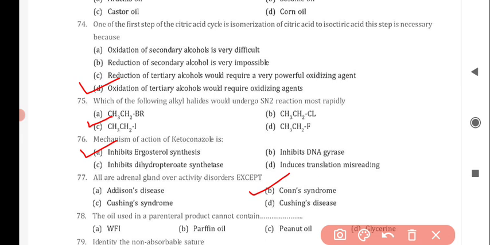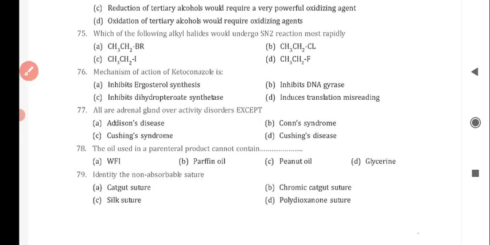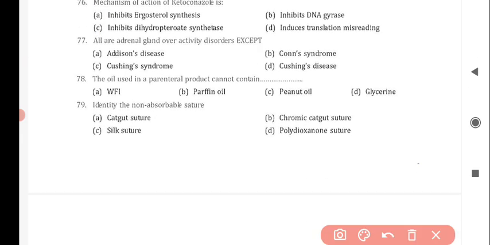Next question is, all are adrenal gland overactivity disorders except, and the correct answer is option B, Cohen's syndrome. Next question is, the oil used in a parenteral product cannot contain, and the correct answer is option B, that is paraffin oil. Next question is, identify the non-absorbable suture, and the correct answer is option C, silk suture.